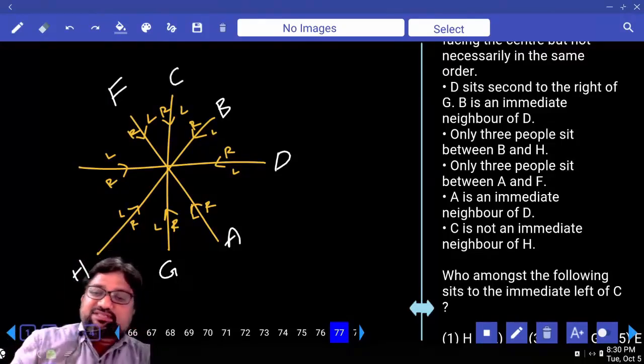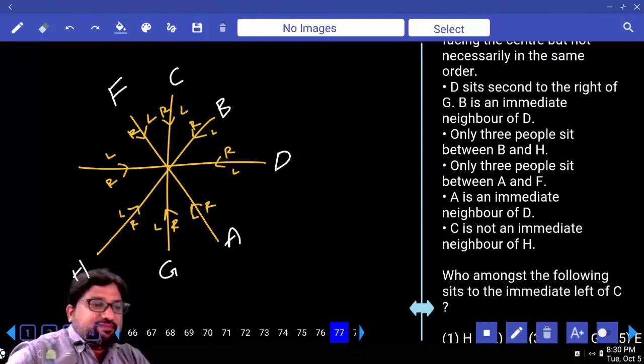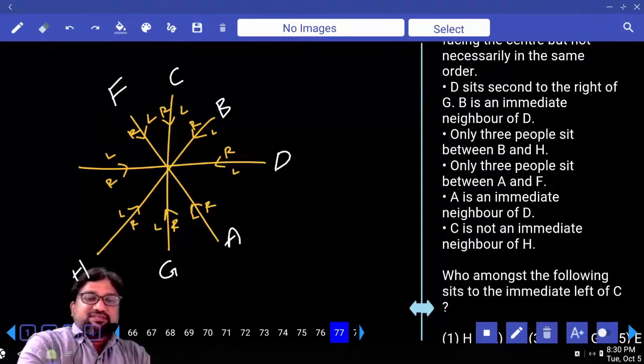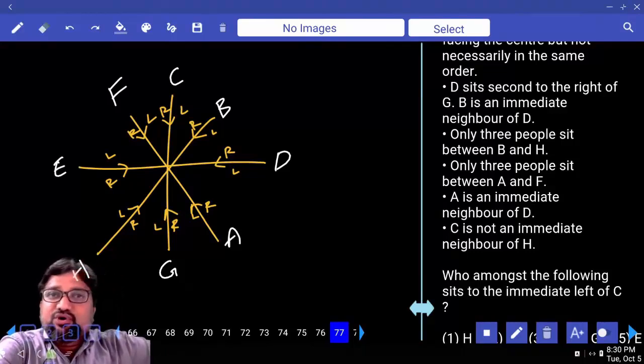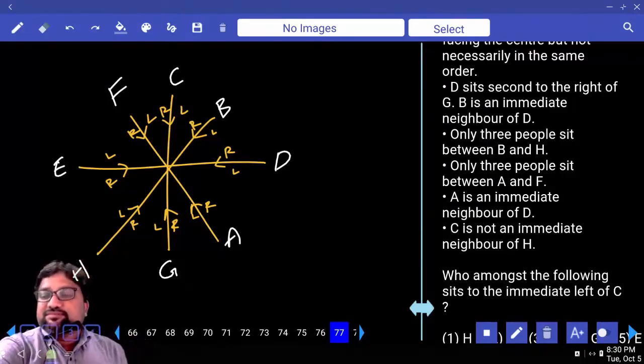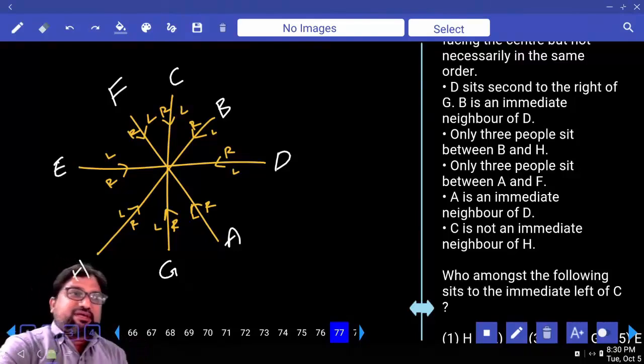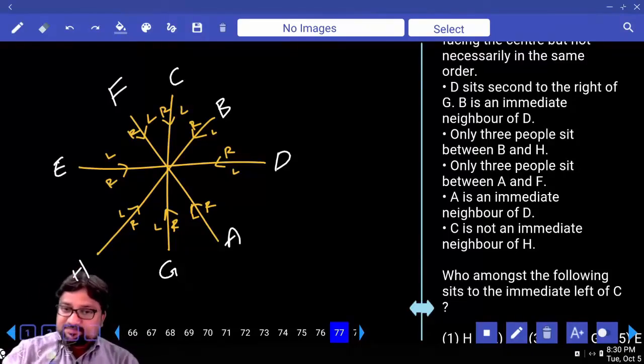So obviously this has to be C. And there is one person who is left out. Who is he? E. Is this clear? Yes or no? This is how you need to practice. Copy it fast. We'll go for the next question.